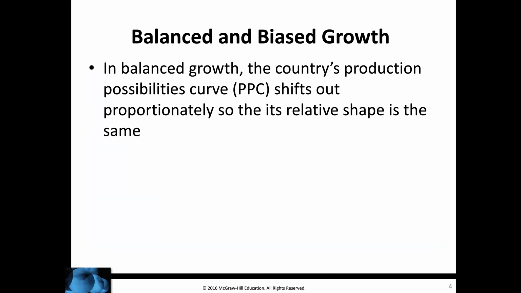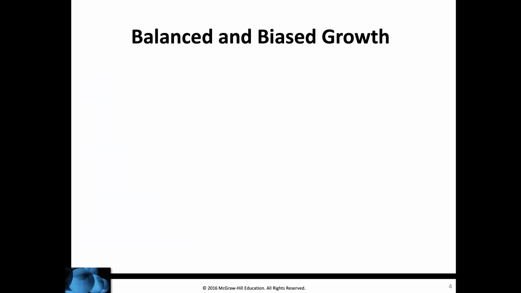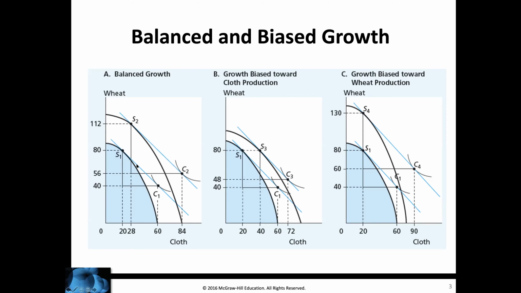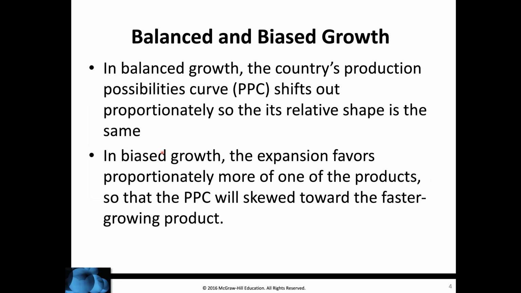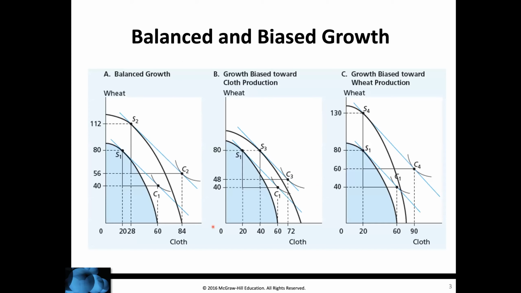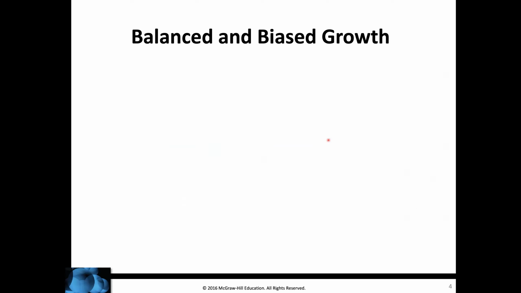So in balanced growth, the country's production possibility curve shifts out proportionally so that its relative shape is the same. And we can see that here. The relative shape is the same from the initial production possibility curve to the new production possibility curve. In biased growth, however, the expansion favors proportionally more of one of the products, so that the PPC will be skewed toward the faster growing product. And we saw that again with both of these, skewed towards cloth or skewed towards wheat, depending on that.